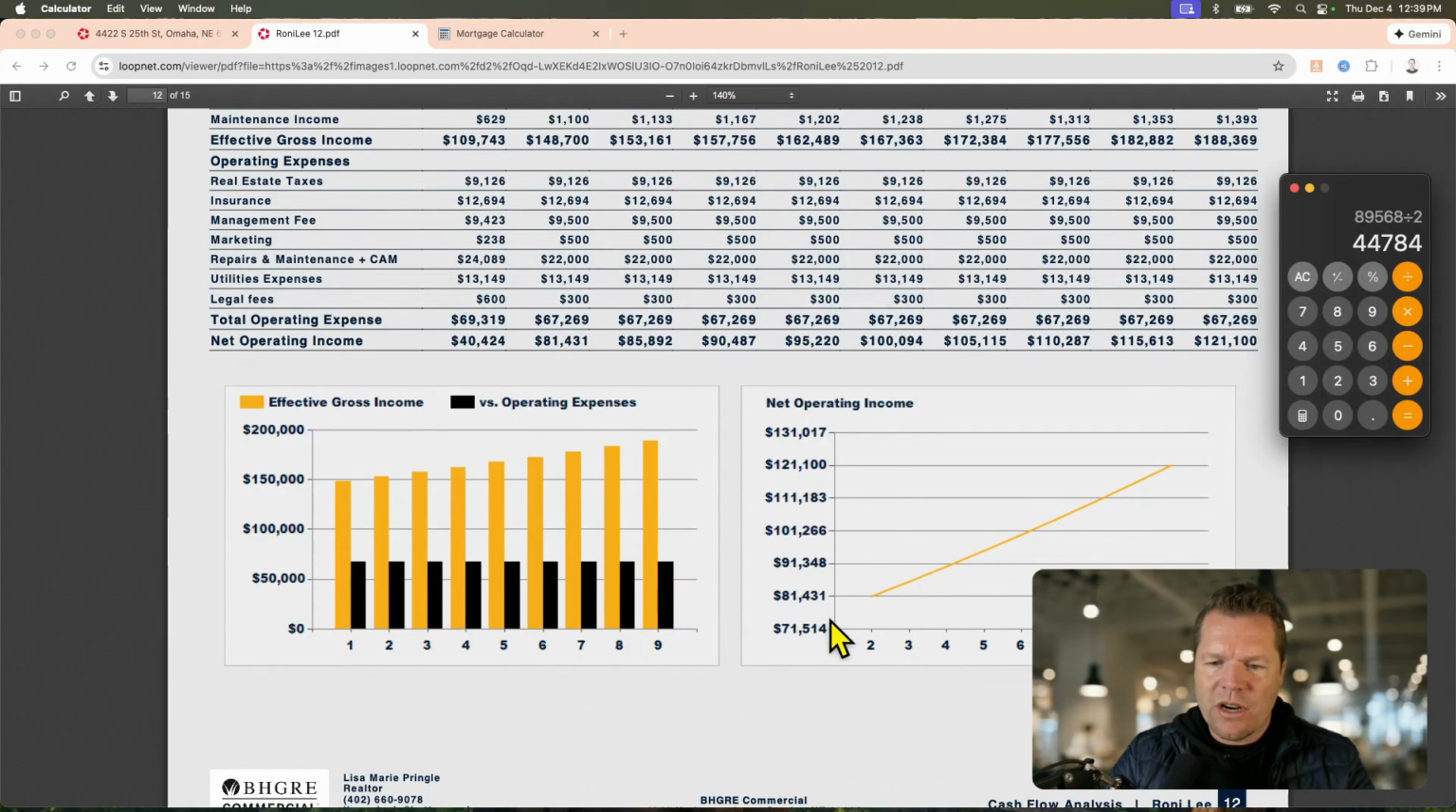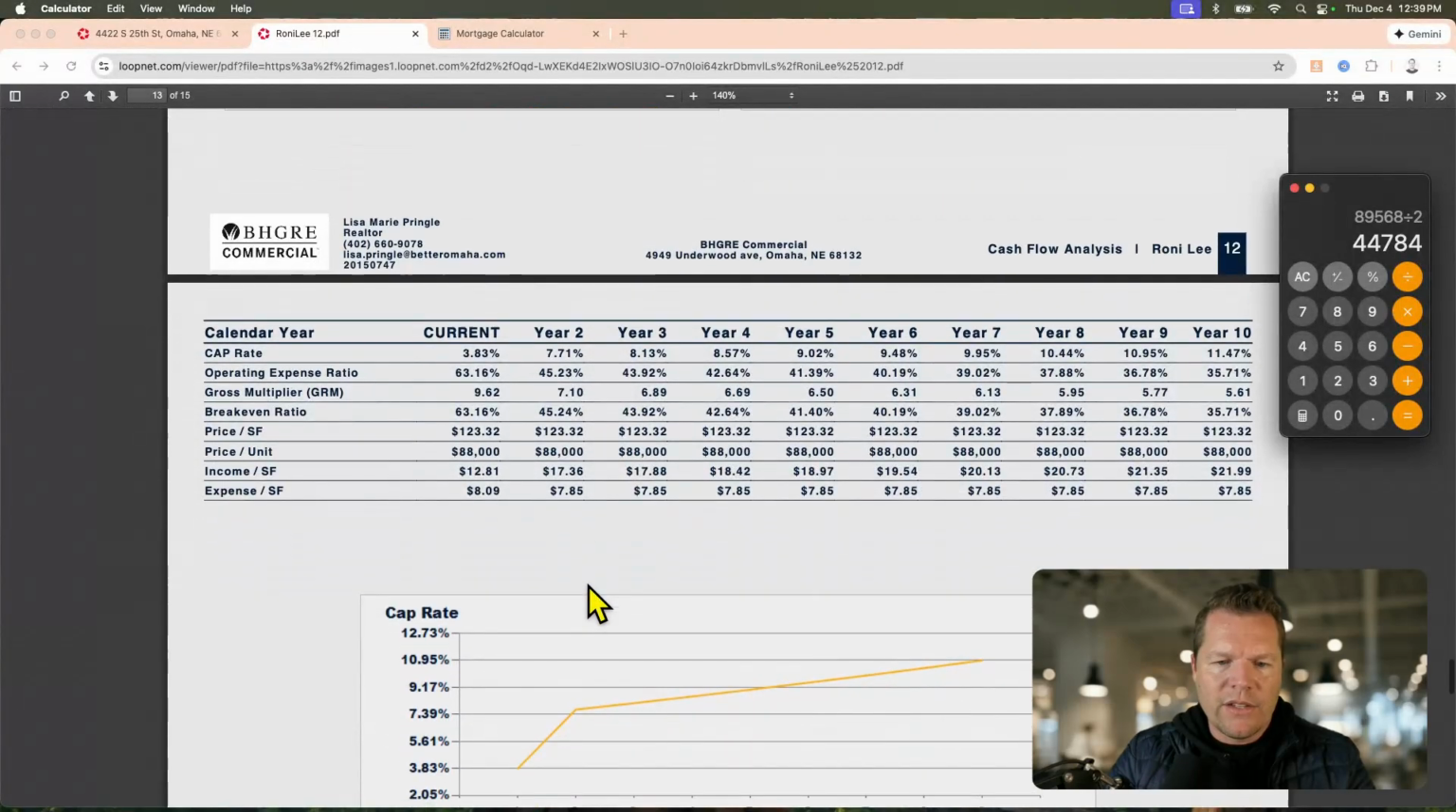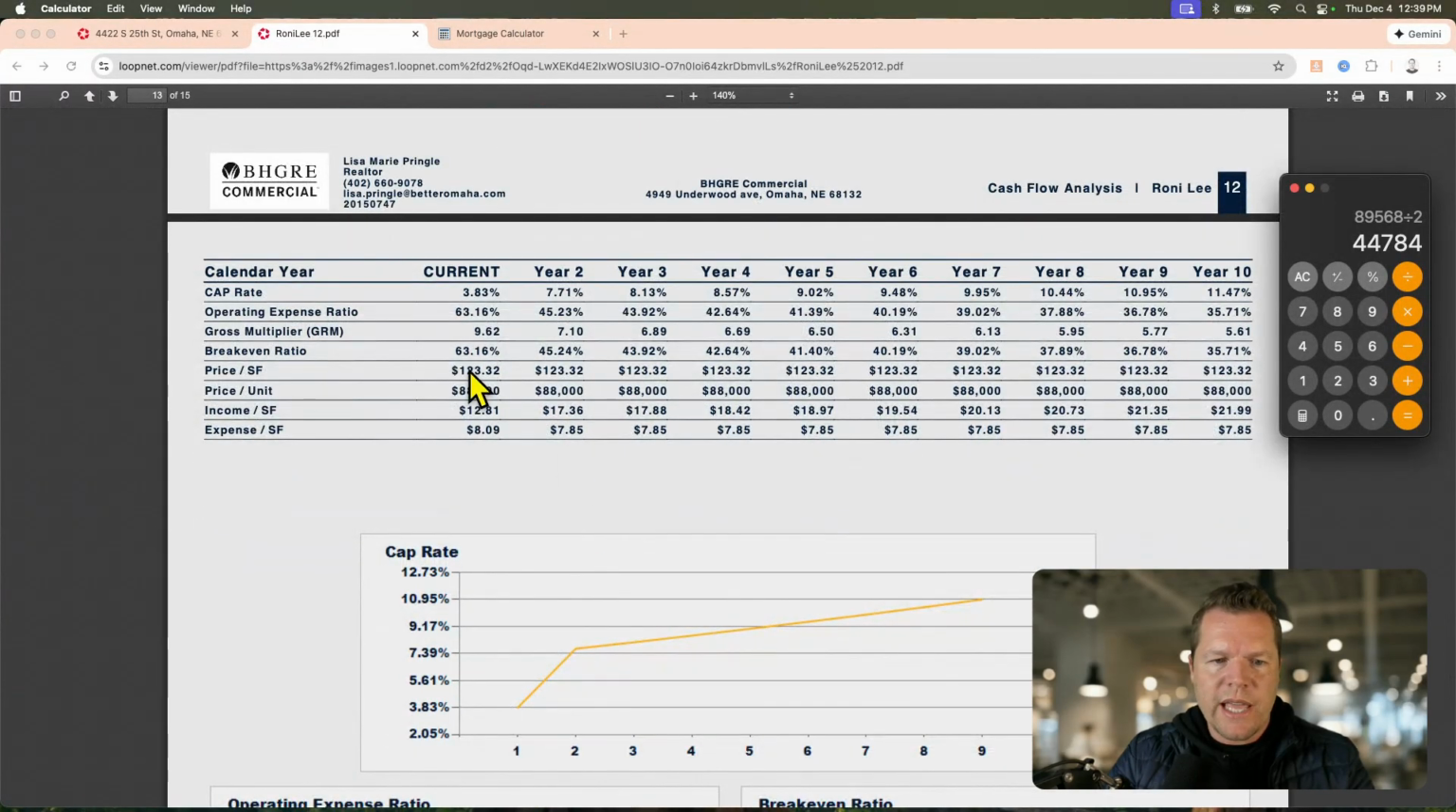Okay, they've got some charts that show, wow, look, you're going to make a bunch of money. Look at that. Boom, your income's going way up. Then they're going to try to convince us here with the cap rate. Currently it's a bad cap rate, 3.83. Nobody wants a property like that. That's garbage. But then in year 2, look at this, because you can maximize it. And then look, all the way in year 10, it's up to 11.4%. And that's an amazing cap rate. So what a great investment.